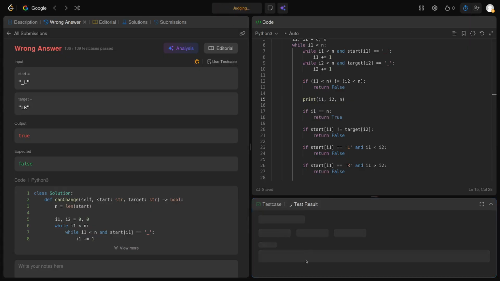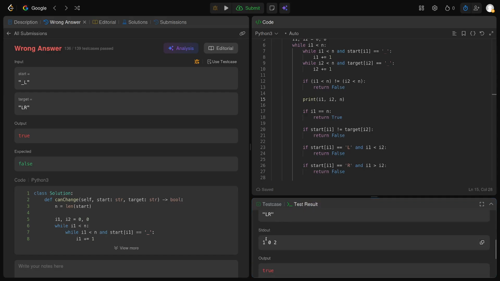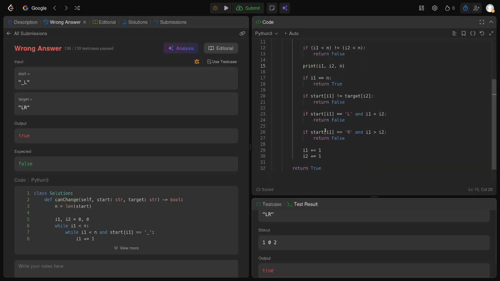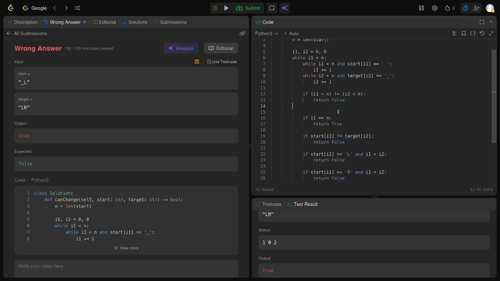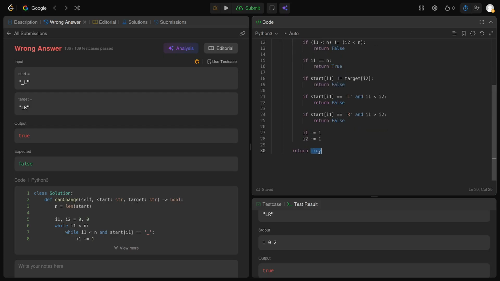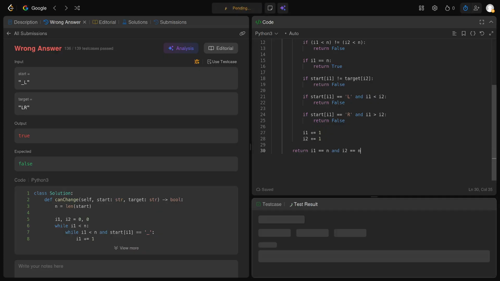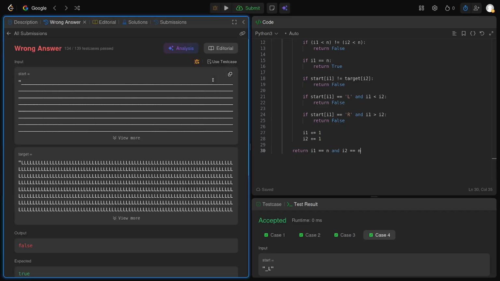Some edge case. So 1 here, 0 here. Okay, now this is true. Then we move on. Oh, okay. So I'm missing only this part: I1 and I2 and boom. Let's go. What?